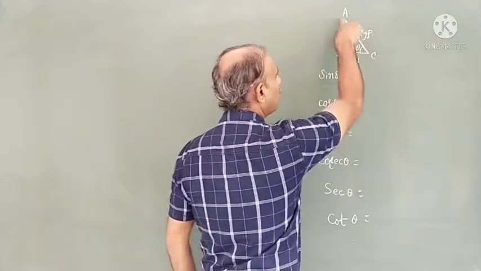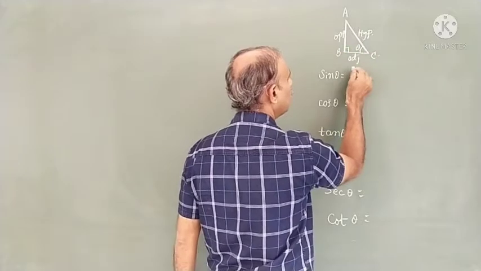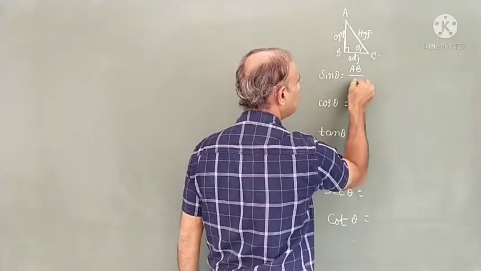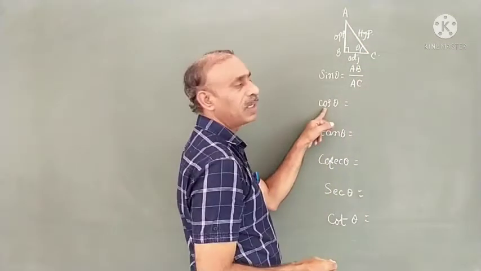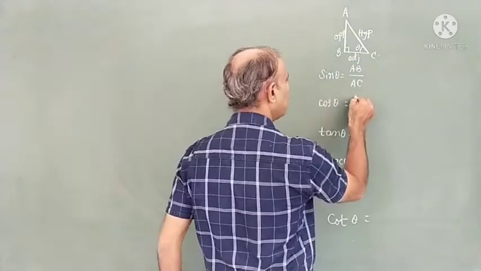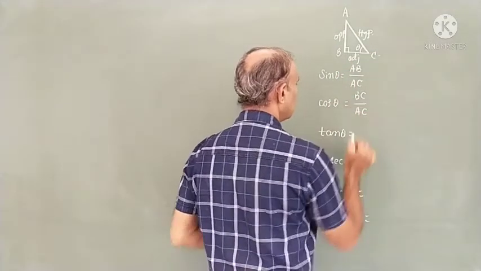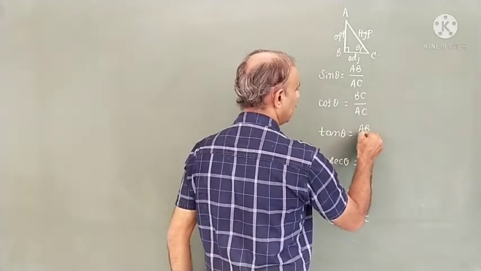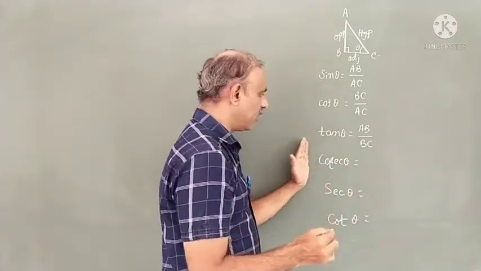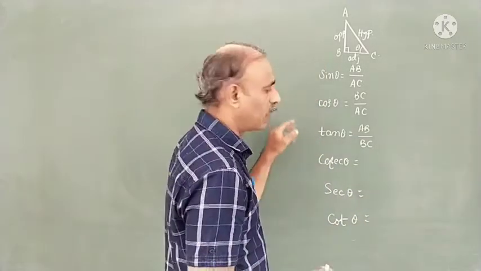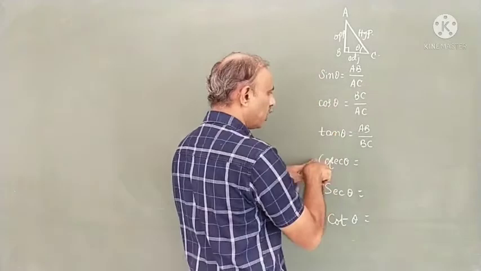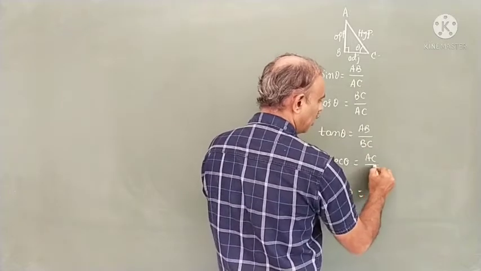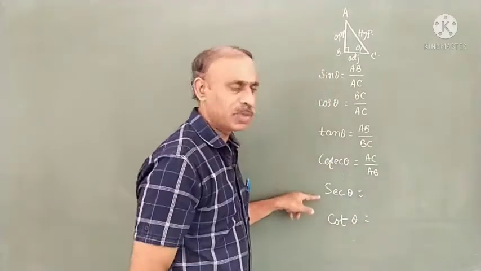Opposite by hypotenuse, that is AB by AC. Cos theta is nothing but adjacent by hypotenuse, BC by AC. Tan is nothing but opposite by adjacent, AB by BC. The remaining 3 we can easily write by taking the reciprocal, because sine is reciprocal to cosecant. Therefore, cosecant theta is equal to AC by AB, or hypotenuse divided by opposite side.